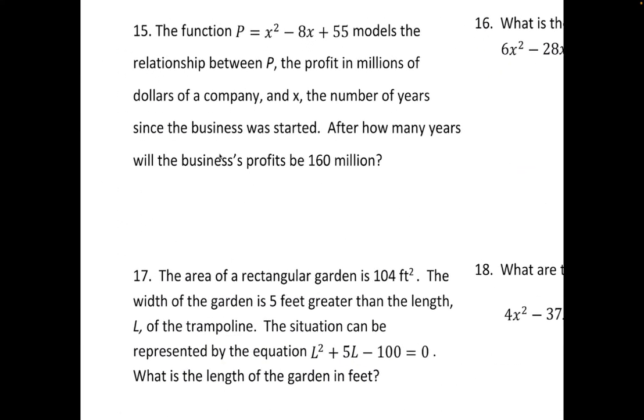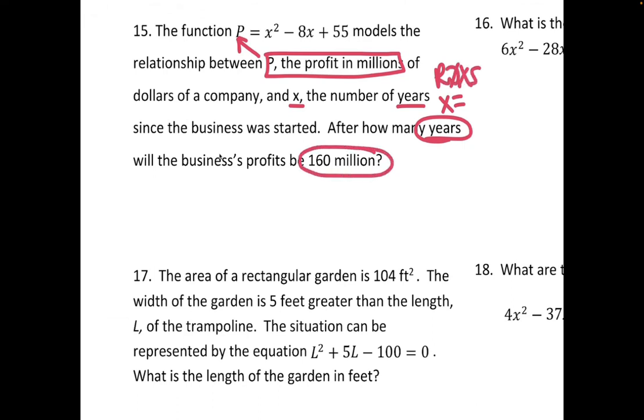Here we have an equation. P is the profit in millions, so that's the same as our Y. X is years. How many years? So they're asking us about X. So this is going to be our roots for it to be 160 million. Well, that is our money. So that's our Y. So we're going to write 160 = x squared minus 8x plus 55.